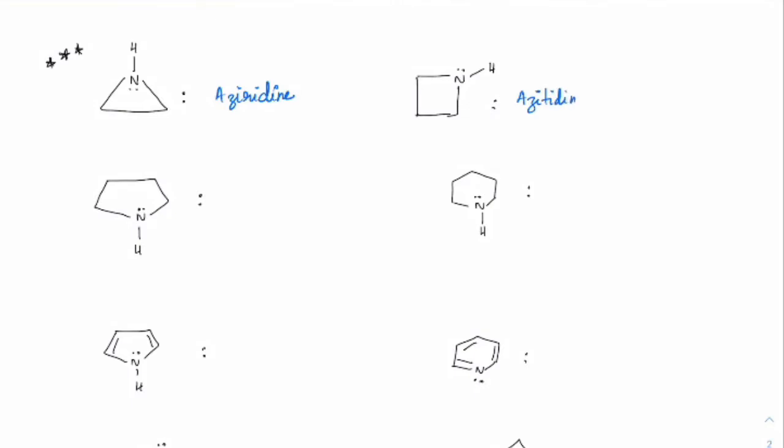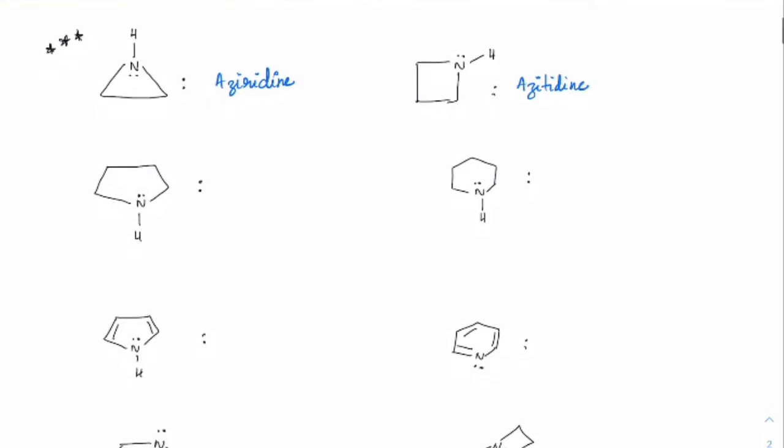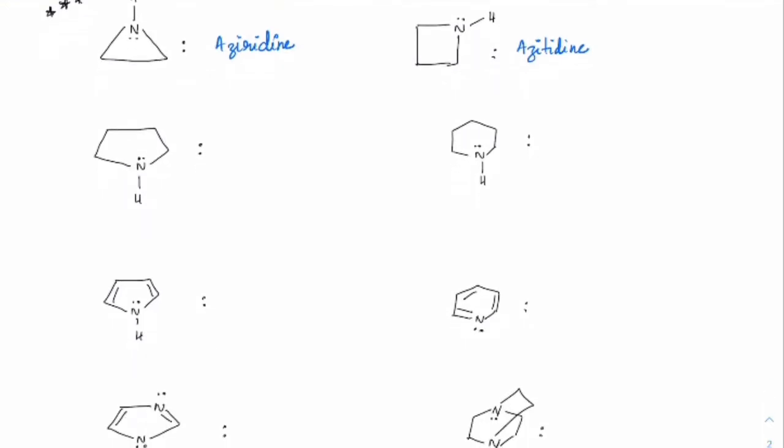That is aziridine, and this is azetidine. This comes from pyrrole. If there was a double bond here, that would have been pyrrole. Since there is no double bond, when there is no aromatic nature, we take that as a reference and just put dine, that's all. So it becomes pyrrolidine, only one L, sorry. Pyrrolidine.